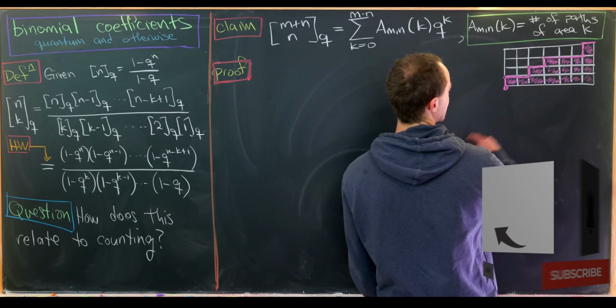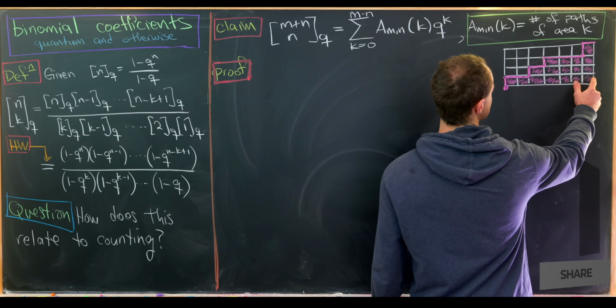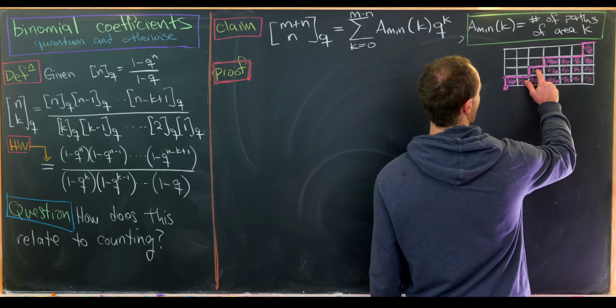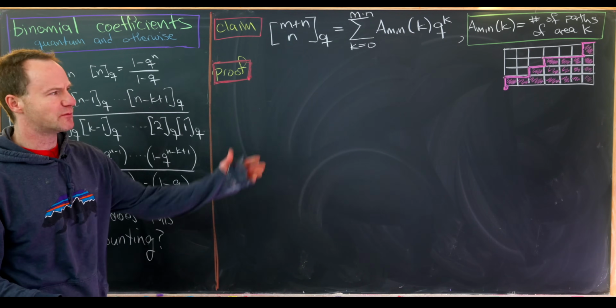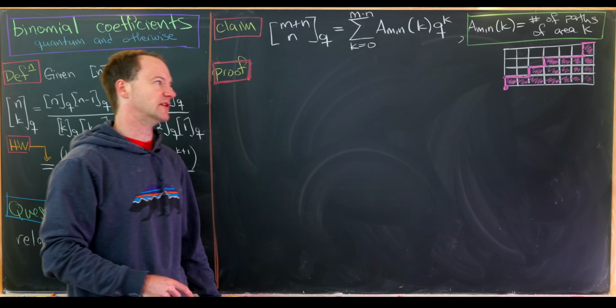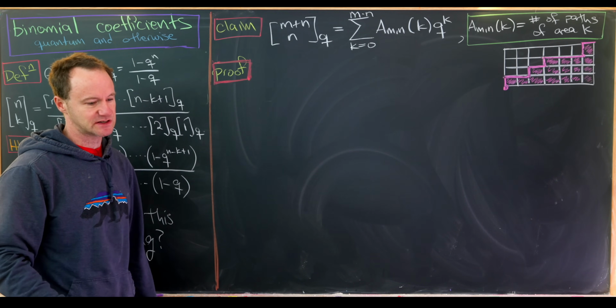So notice the area here is 1, 2, 3, 4, 5, 6, 7, 8, 9, 10, 11, 12, 16, 17. So the area there is 17. But there's a bunch of other ways in that grid that you could get an area of 17.